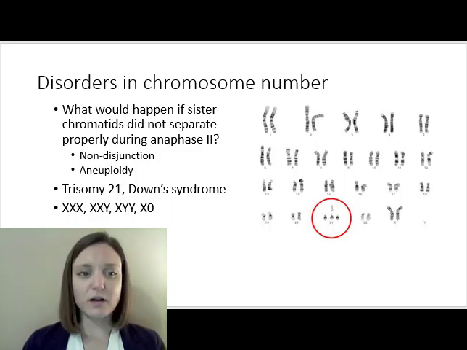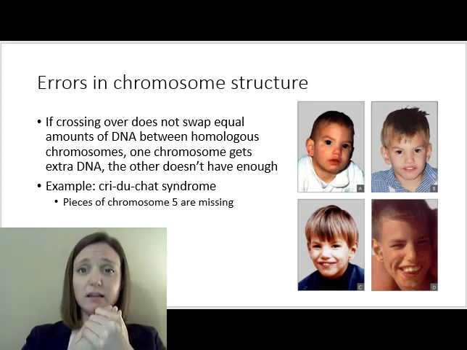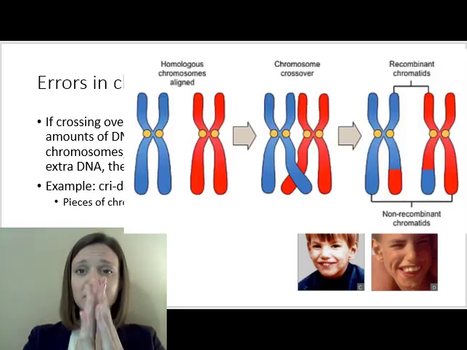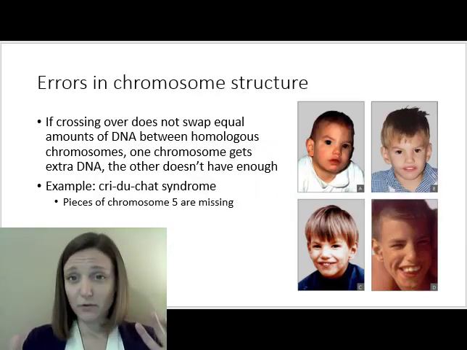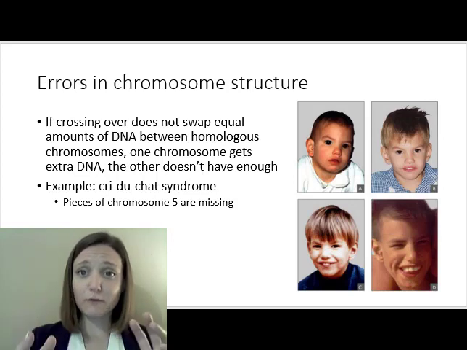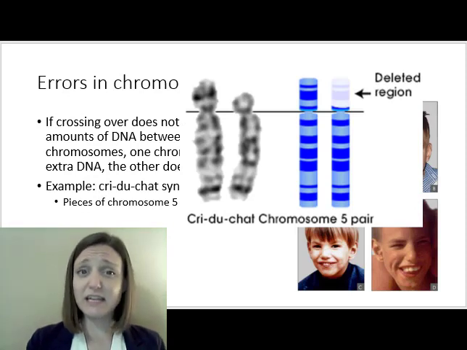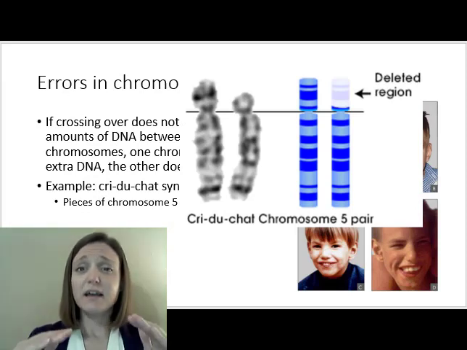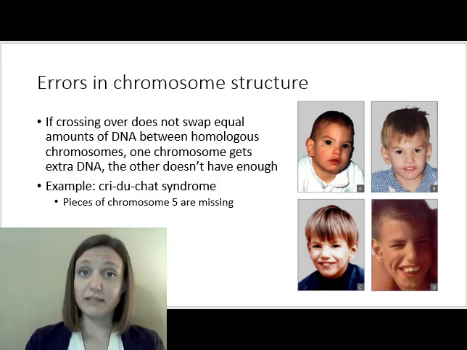Now, what if something goes wrong during prophase 1 of meiosis 1? Remember, in prophase 1 is where we have the crossing over, where tetrads line up and swap their DNA, right? If there's an error in that process of crossing over, where maybe one chromosome gets extra DNA and another chromosome gets not enough DNA, then one chromosome will have too much DNA and the other will have too little. Either scenario, having too much or too little DNA on a given chromosome, can be bad.